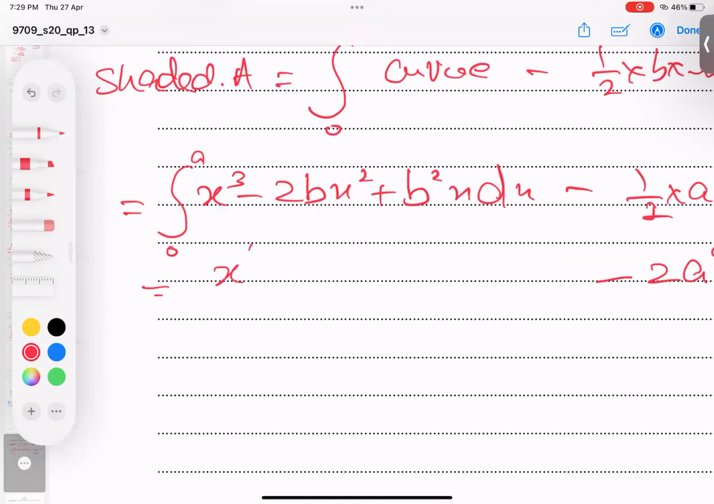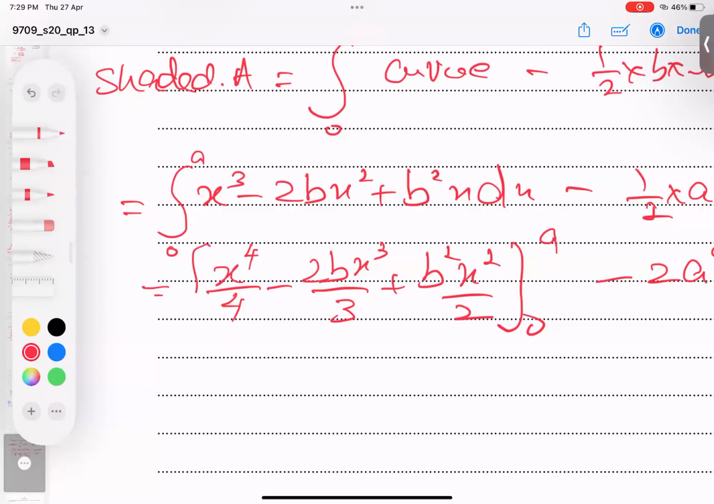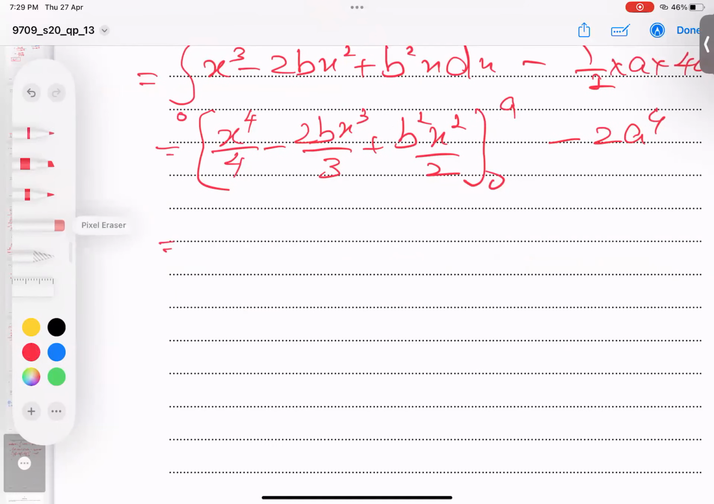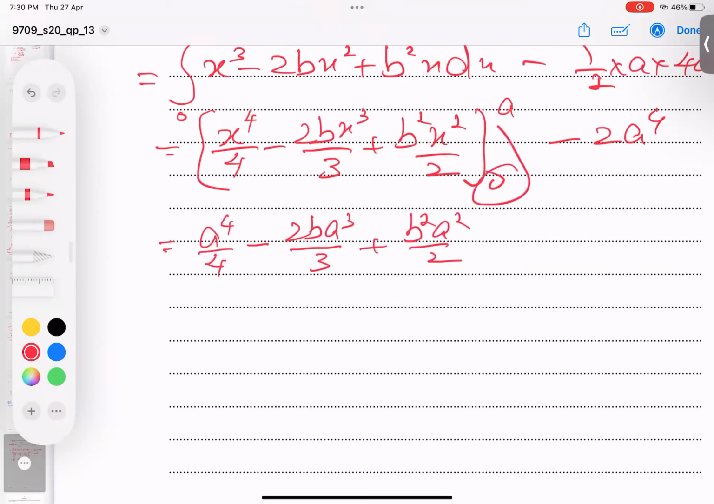What is the rule of integration, students? Increase the power by 1, divide by the same. Increase the power by 1, 3, divide by the same. Increase the power by 1, divide by the same. I hope it is clear. And the limit is 0 to a. So let's finalize. First of all, I replace a everywhere. Here a replaces, 2b a to power 3 over 3. Here a replaces b to power 2, a to power 2 by 2, and minus 0. When I put 0, no need, because all values come 0.